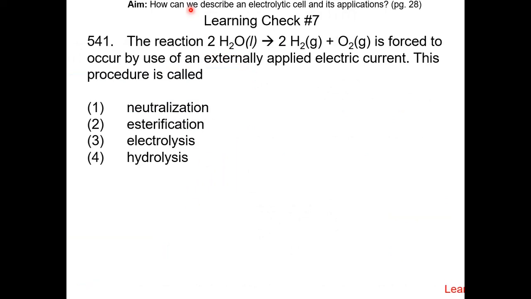Learning check number 7. The reaction is forced to occur by use of externally applied electrical current. This procedure is called what? Pause the video, resume as completed. The answer is choice 3, electrolysis.